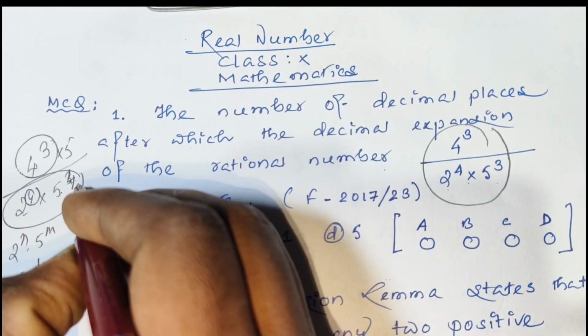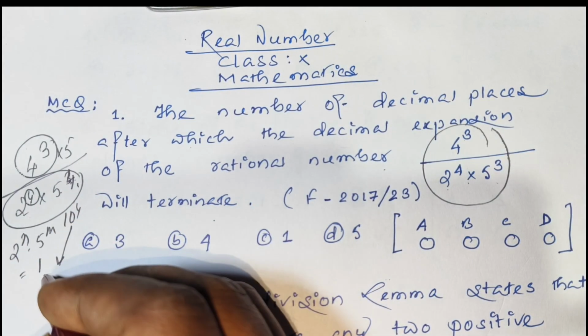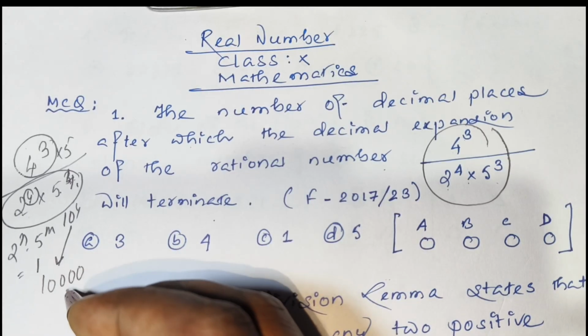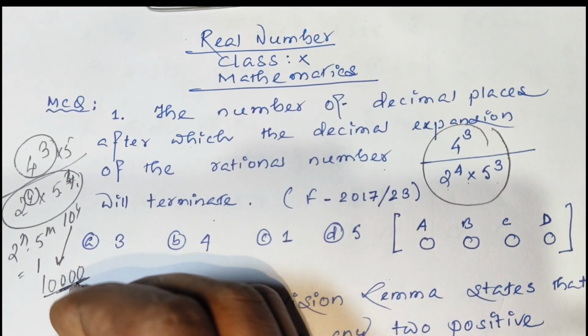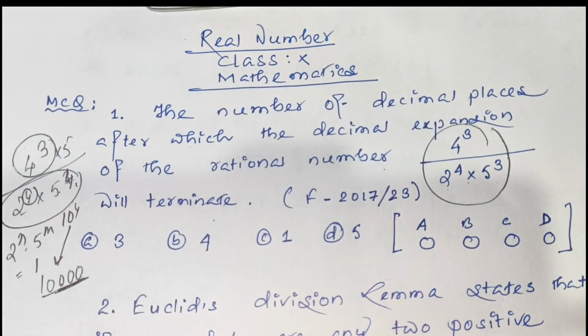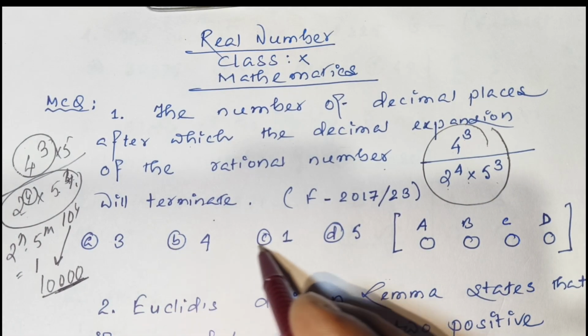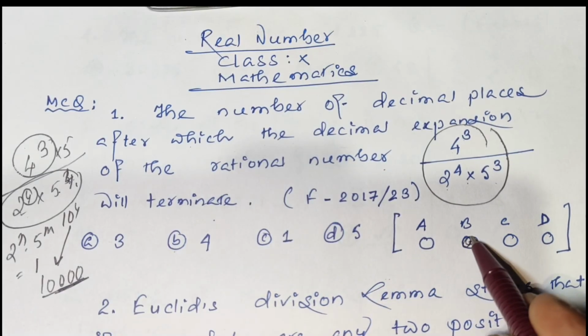Now 10^4. 10^4 means how much? 1, 2, 3, 4, that is 10000. It means after 4 decimal places, it will terminate. The option would be 4. Where is the 4? Look, B. Then option B would be correct. You have to shade it like this. My dear students, don't make a mistake.